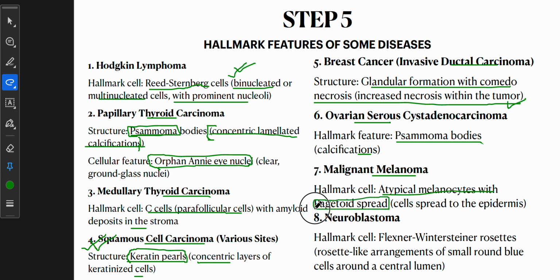This is pagetoid spread. Pagetoid spread is when cells spread to the epidermis. And in neuroblastoma, there are Flexner-Wintersteiner-type rosettes, rosette-like arrangements of small round blue cells around a central lumen. There is a lumen in neuroblastoma, right?